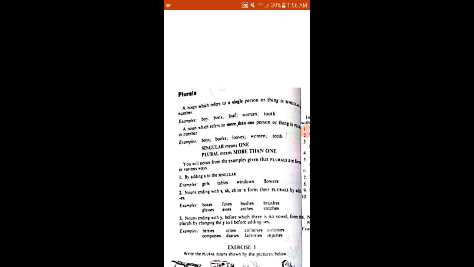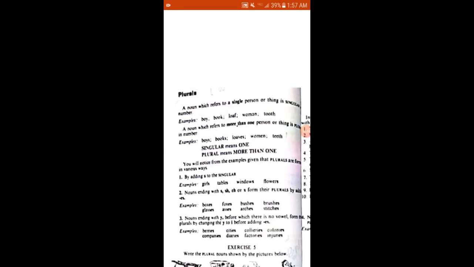Boys, books, loaves, women, teeth. So singular means one and plural means more than one. You will notice from the examples given that plurals are formed in various ways. You can see the changes in the spelling in plurals. In boy we just add s, in book we just add s, but in loaf we omit f and add ves. In woman we replace a by e, and in teeth we replace o by double e.